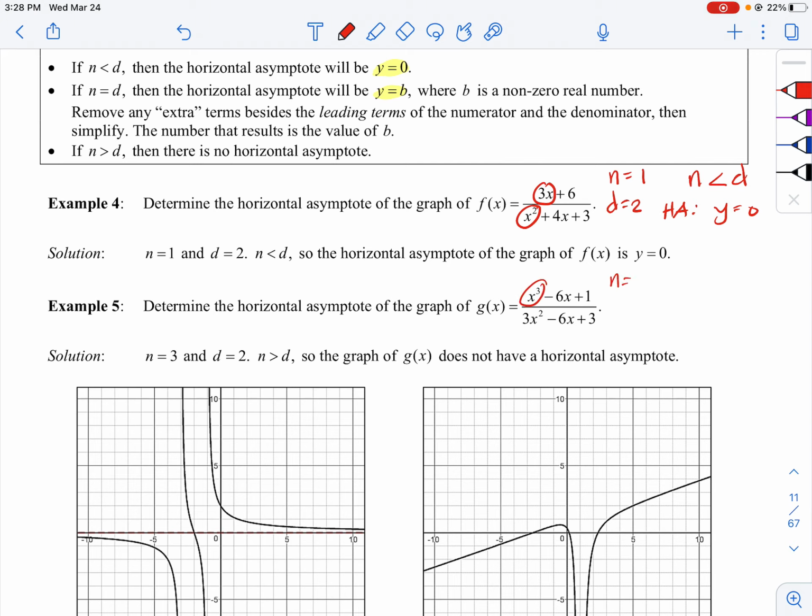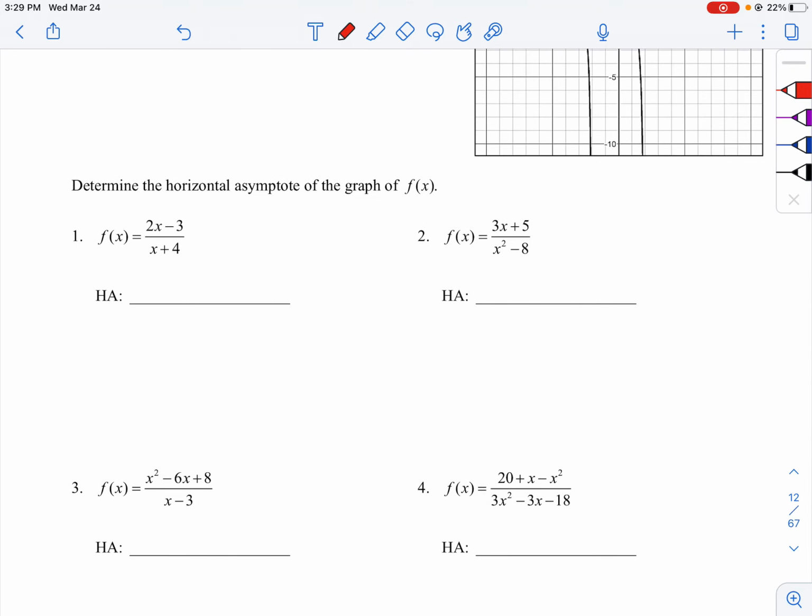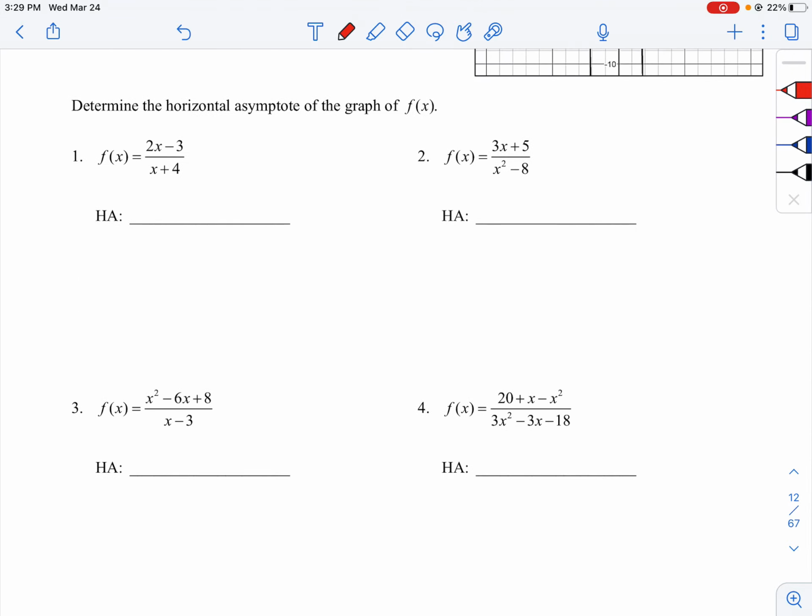My n has a largest exponent of 3. My denominator has a largest exponent of 2. So n is, I think we did this one already, right? I think I copied the pages accidentally again. Okay, so mine as well. So n is greater than d, so that means that we have none. Okay, we did everything. I forgot that I copied the next page, so we have our rules right at the top of these examples.